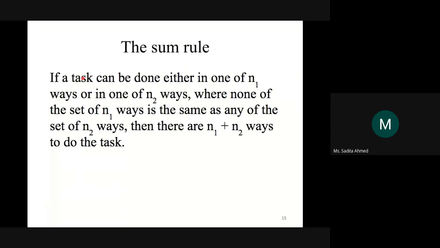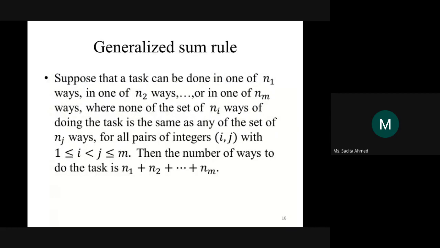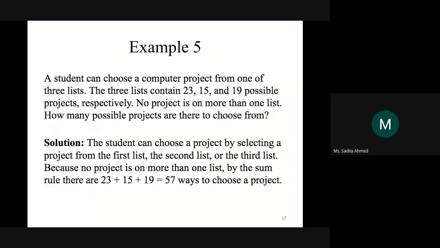The generalized application of this would be a task that can be done in either N1 ways or N2 ways or N3 ways or N4 ways and so on until Nm. A task can be done in either one of these sets of ways where there's nothing in common among these sets. If you have that situation, then the total number of ways that the task can be performed would be N1 plus N2 plus N3 and so on until Nm. Okay, let's look at an application of the sum rule.